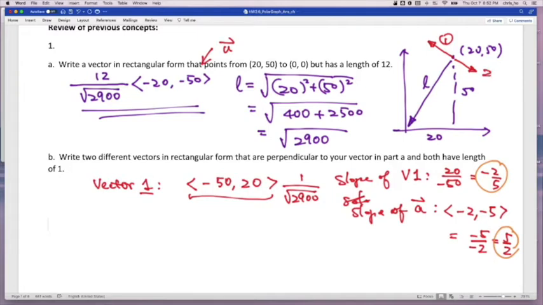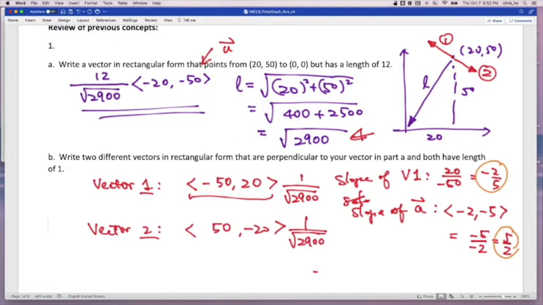Alternatively, I have vector 2. Vector 2 must have a direction of plus 50 and minus 20. Okay, so positive 50 in the x direction and negative 20 in the y direction. And similarly, I know the length of that vector, I already calculated, which is this quantity right here. So I need to divide by that same quantity, and that would give me a length of 1.